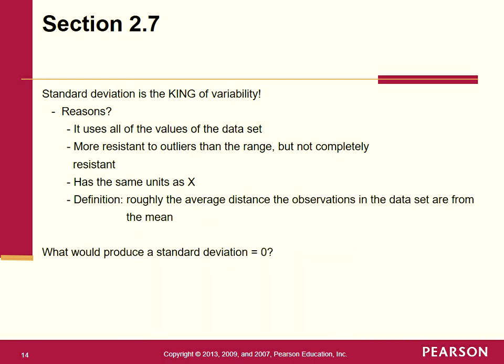Okay. Question for you: what would produce a standard deviation of 0? I want you to think about it for a second. So what kind of data set would we need in order to produce a standard deviation of 0? Well, did you say something like this? If all the values in the data set are exactly what? The same. Like all of them were 6s, or all of them were 9s, or all of them were 13s.